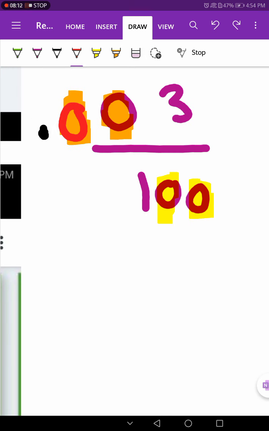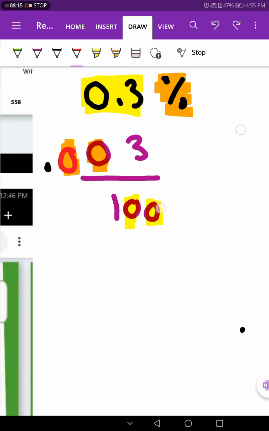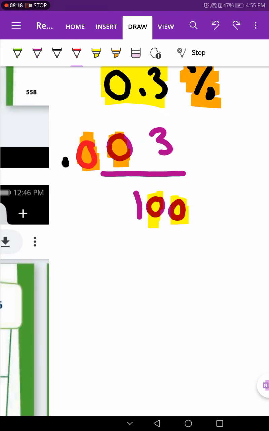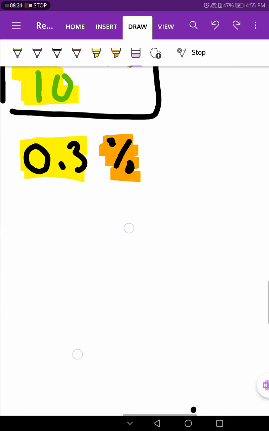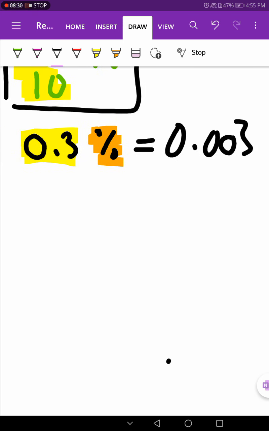Okay, we are done here. How do I write it as a fraction? We are done from this. So as a decimal, can I make it? 0.03. Okay, this is as a decimal. Now how do I write it as a fraction? We do the same steps. We have to make it over 100. 0.3 over 100.